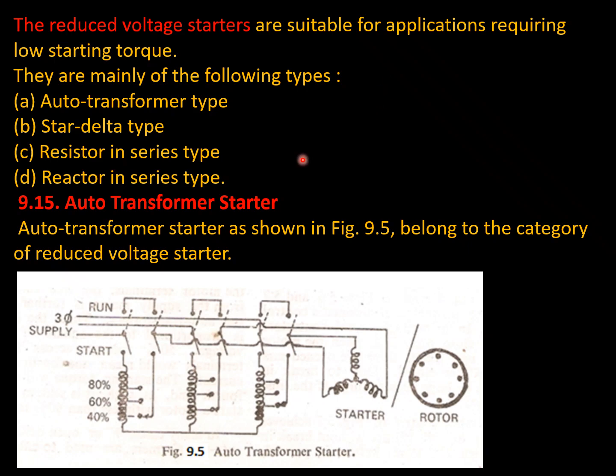Friends, the diagram below in this slide shows auto transformer type of starter. First, let us take how many different types of reduced voltage starters are suitable. They are mainly auto transformer starter as shown here in the diagram. Then second may be star delta type. Third, resistor in series type. Fourth, reactor in series type. But only the first two methods are very popular.